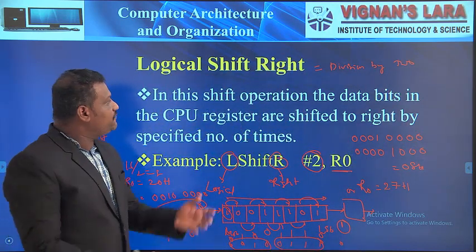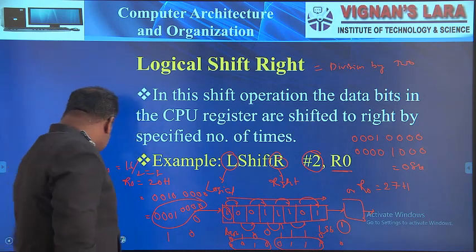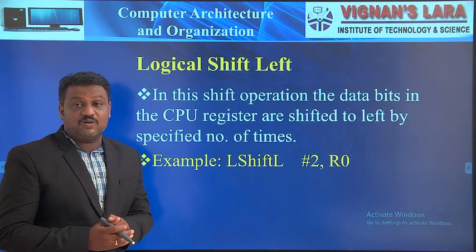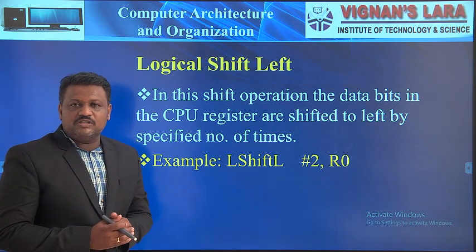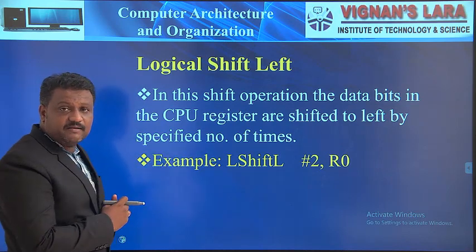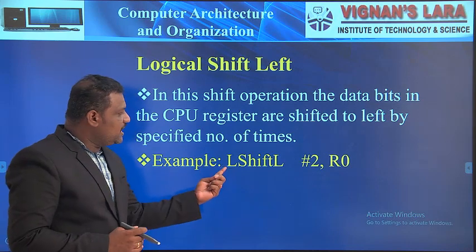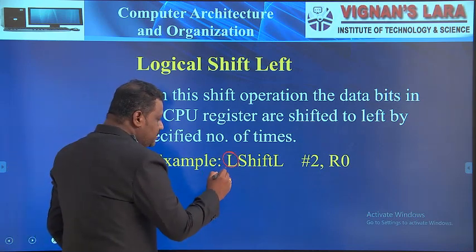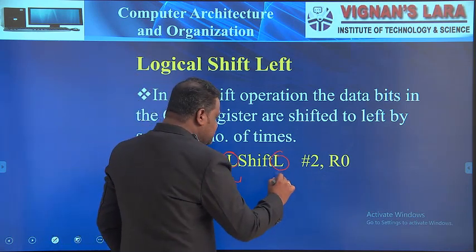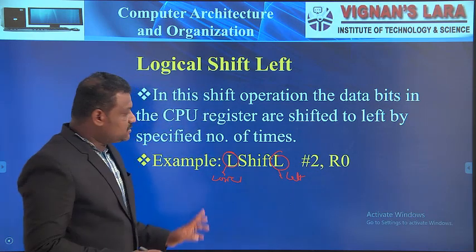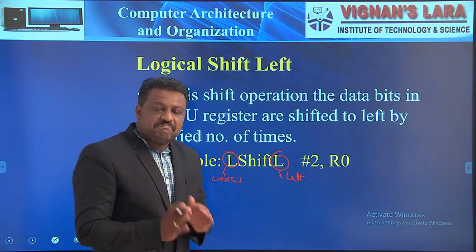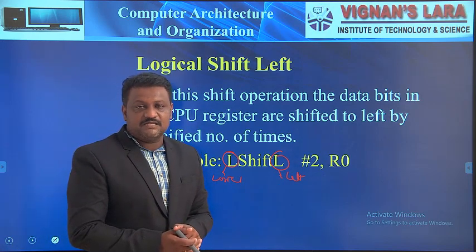In a similar way, how can we do logical shift left? This logical shift left operation is exactly opposite to logical shift right. In this case, the data bits move from right-hand side to left-hand side. Here my instruction is LSL R0, 2. Similarly to the previous case, the first L represents logical and the other L represents left. So the full meaning of the instruction is: logically shift left the content of register R0 by 2 times. That is the meaning of this.